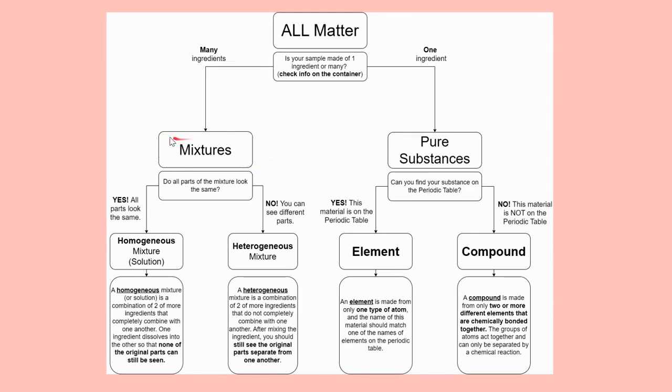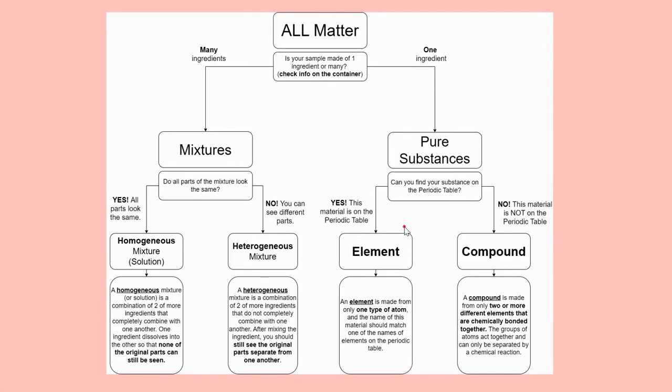Let's say I have a mixture. My second decision is, do all the parts of the mixture look the same? If they do all look the same, I have a homogeneous mixture because I can't see the differences. But if I can see the different parts of the mixture, I have a heterogeneous mixture because I can see those different parts that are visible. On the other hand, if I have a pure substance, my decision is, can I find the substance on the periodic table? If I can, it's an element because it's one single element, it's one single thing. And if it's not on the periodic table, I have a compound because I have elements that are bonded together to form a new substance.